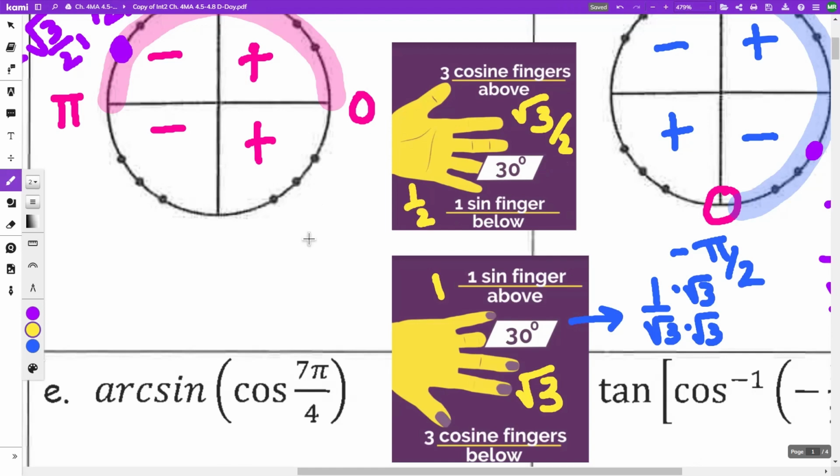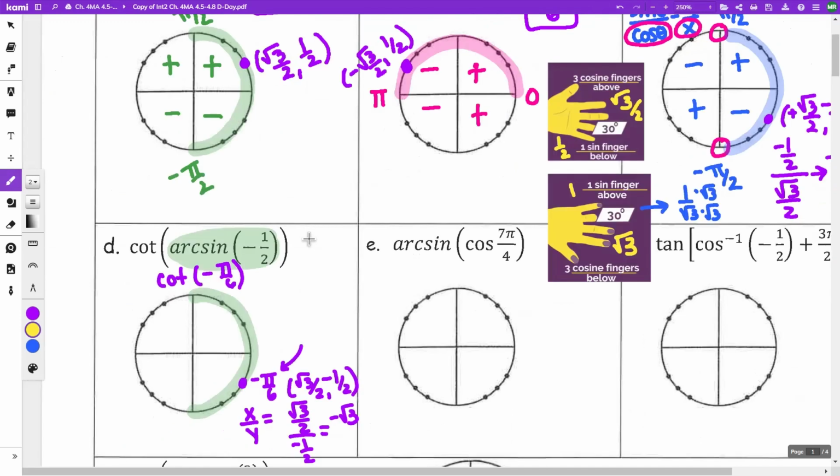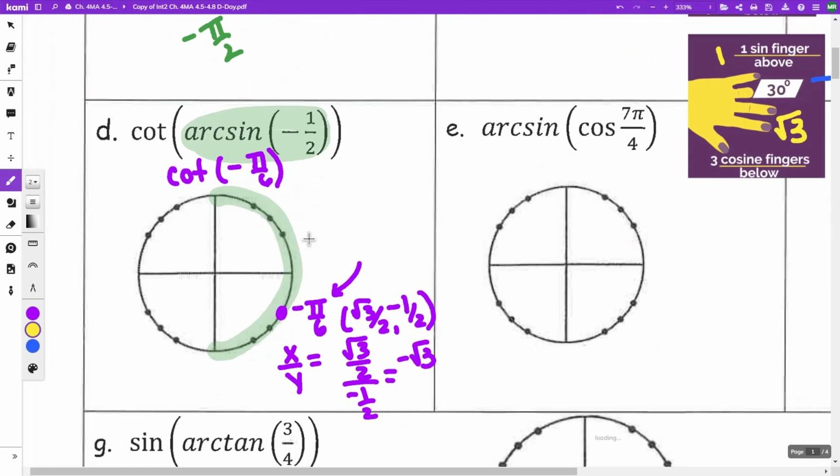Now, I'm just going to take the numbers above, which is my x, and the numbers below, and I get root 3 over 1. That is what my cotangent is, sorry, at that spot. So my final answer for this question is going to be negative root 3. That is my final answer.